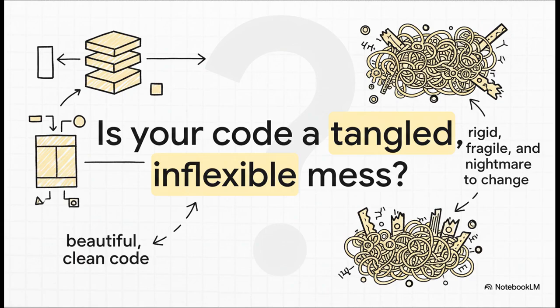So let's be honest for a second. Have you ever started a project, with beautiful, clean code, only to watch it slowly but surely descend into this tangled, spaghetti-like mess? A system that just becomes rigid, fragile, and a total nightmare to change? Yeah, if you're nodding your head right now, you are definitely not alone.